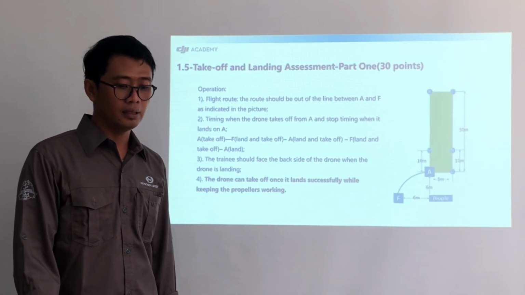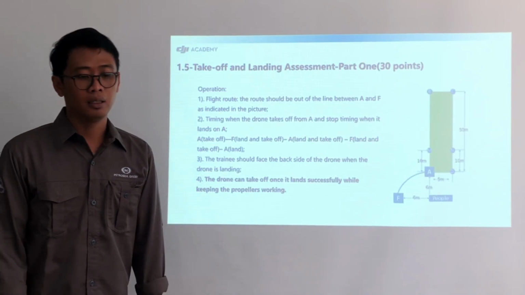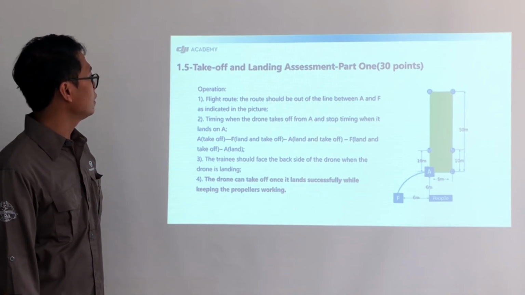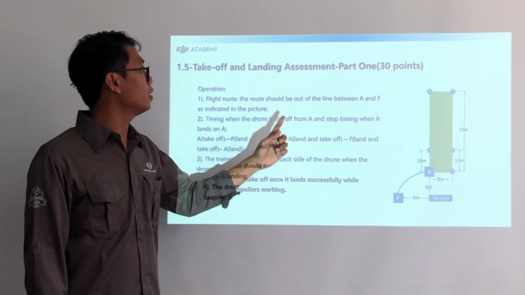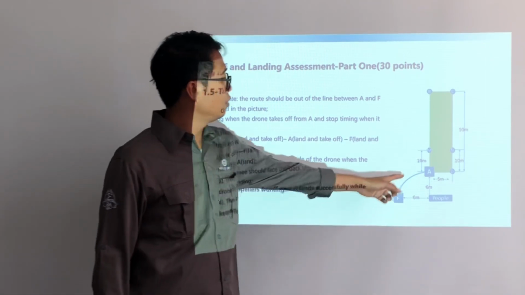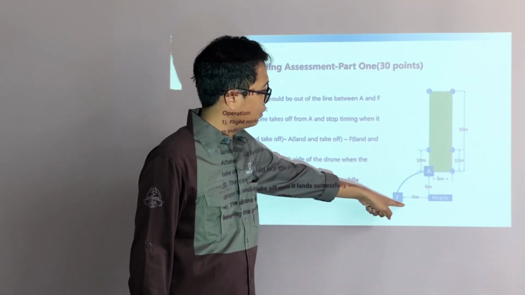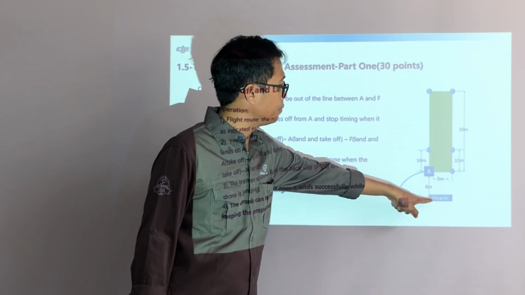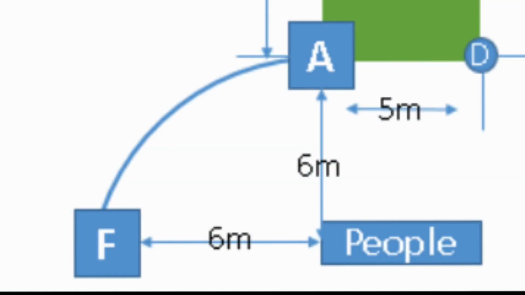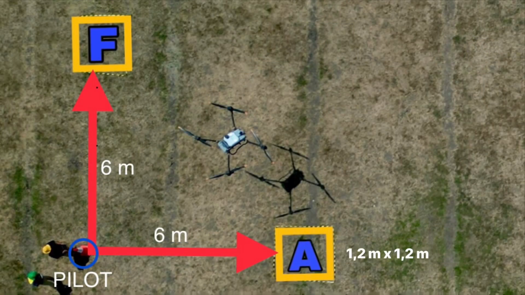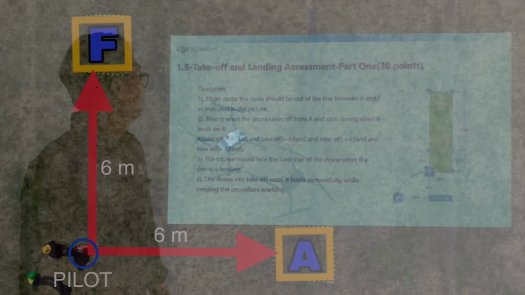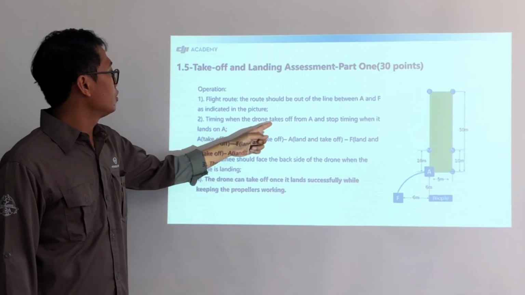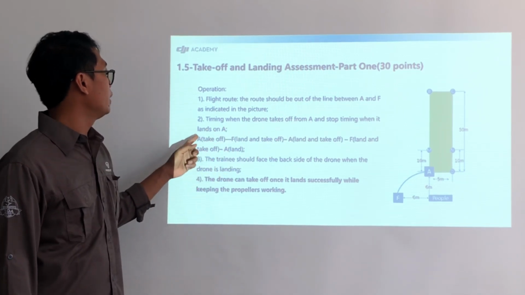The next, this is the takeoff and landing assessment, part 1. The operation includes the flight route. The route should be out of the line between A and F. So we use in this area only, A, F, and people. Timing when the drone takes off from A and stop timing when it lands on A.